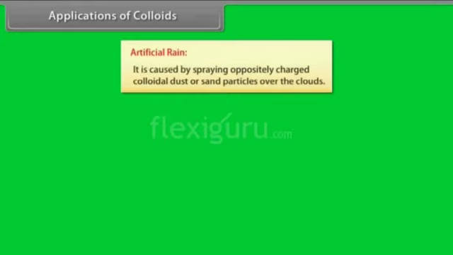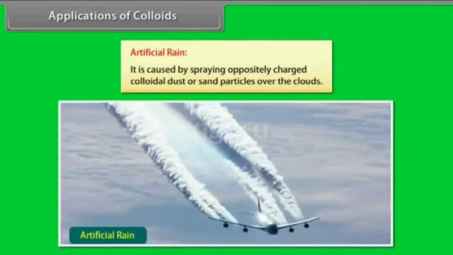Artificial rain. It is caused by spraying oppositely charged colloidal dust or sand particles over the clouds. The colloidal water particles of the clouds get neutralized and coagulate to bigger water drops which cause artificial rain.